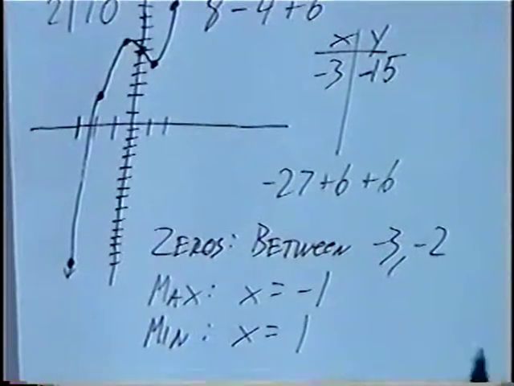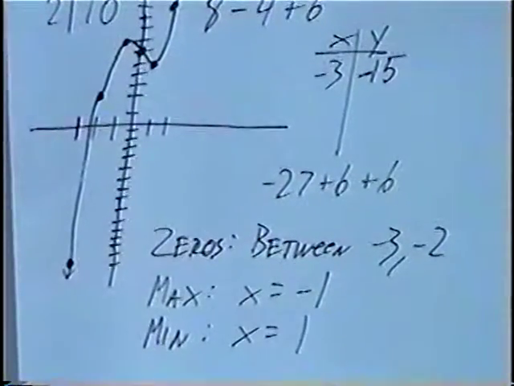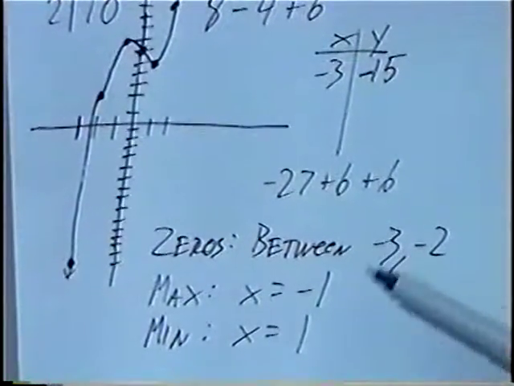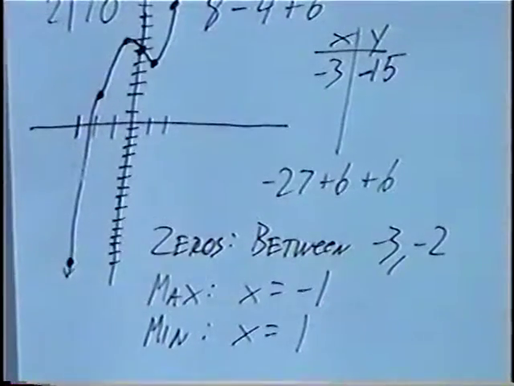So we'll have our graph. We have 1 zero, which is somewhere between -3 and -2, and we have one relative max and one relative min.